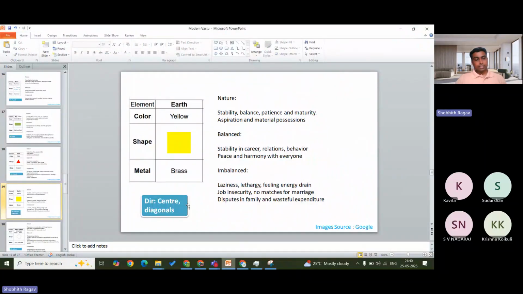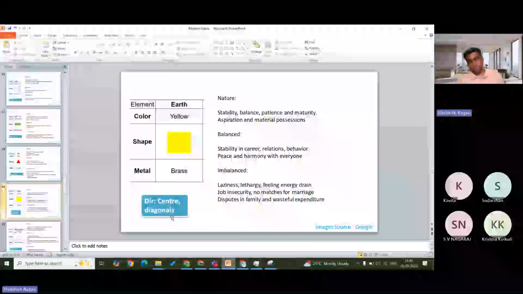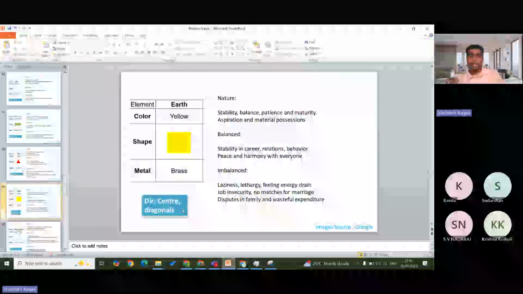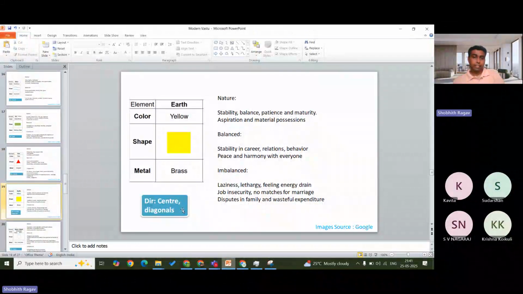And with respect to direction, the center or the Brahmastan and the diagonals, the northeast to southwest and southeast to northwest. Those two diagonals correspond to earth element. Because from the center, from the Brahmastan, the earth energy gets created and it grows. When it grows, it predominantly spreads towards the diagonals. On the sides also it has, but it is a little lesser. But at diagonals, it is more.